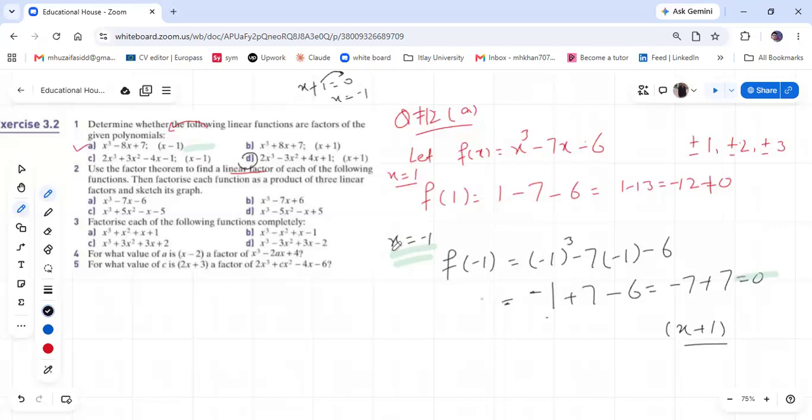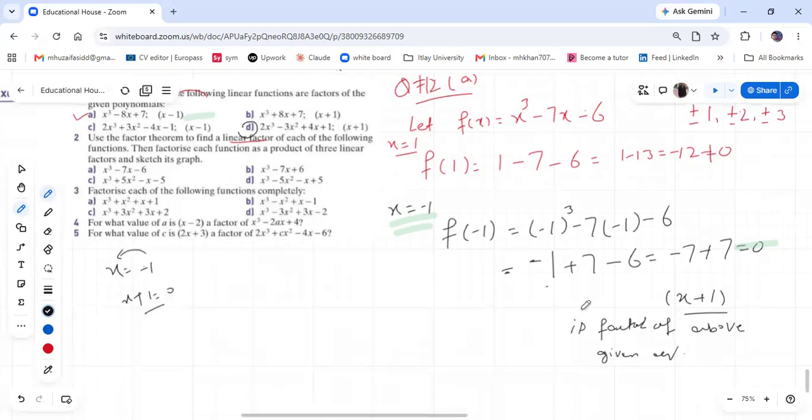And here we put x equal to minus 1. It means if we set x equal to minus 1 and move back, we get x plus 1 equal to 0. So x plus 1 is a factor of the given equation. Got it? Yes, sir.